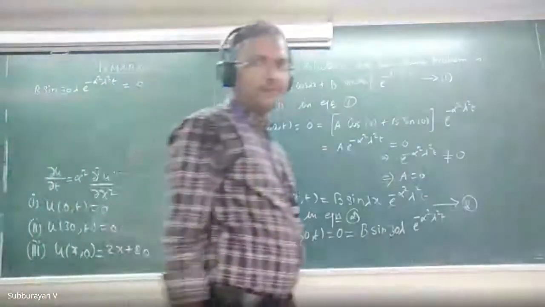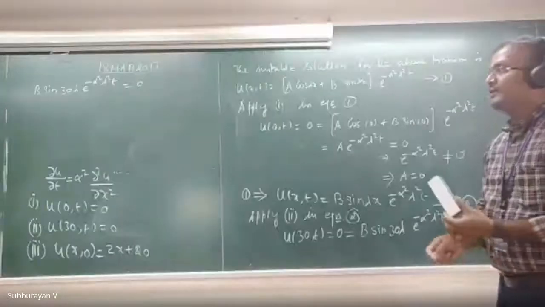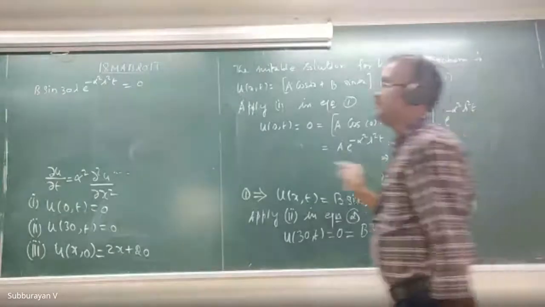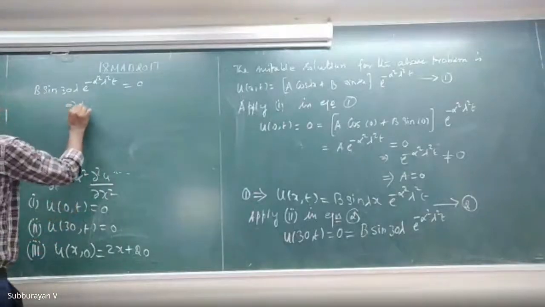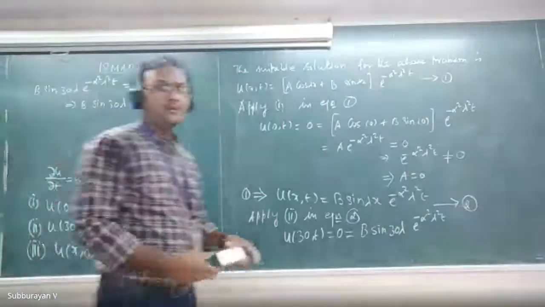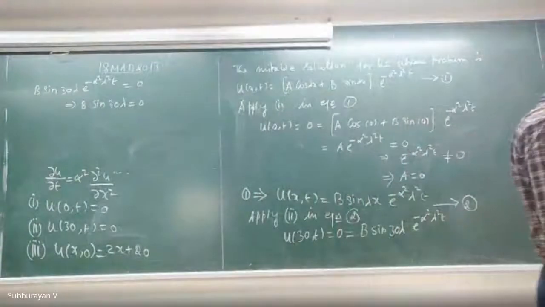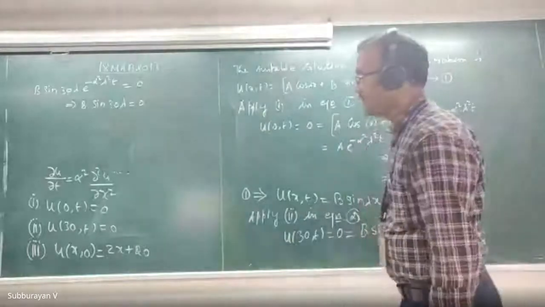Can I assume b equal to 0? See, already we have seen that e power minus alpha square lambda square t is not equal to 0, which implies b into sine 30 lambda must be 0. Please answer the question. Can I assume b equal to 0? No, sir. Why? Because the third condition, t is not 0, but if we assume b as 0, then the whole equation will become 0. Very good, very good.